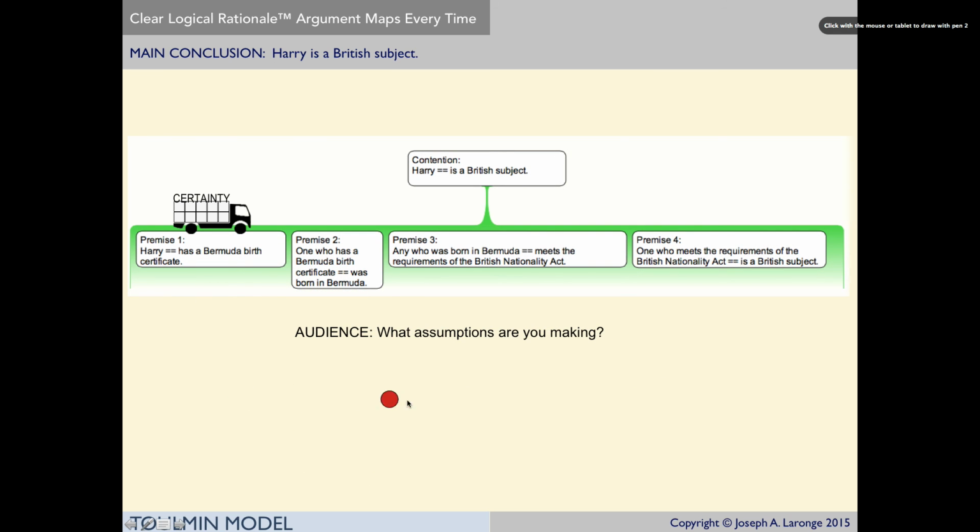Toulmin doesn't talk about assumptions, but they're different than the linked premises, and you have to consider them many times in an argument. Because here the audience might say, well, what assumptions are you making? If you're going to be rigorous and fully flesh out the argument.